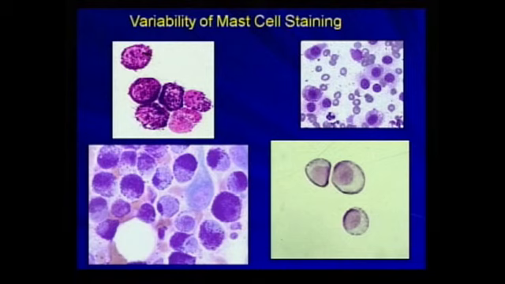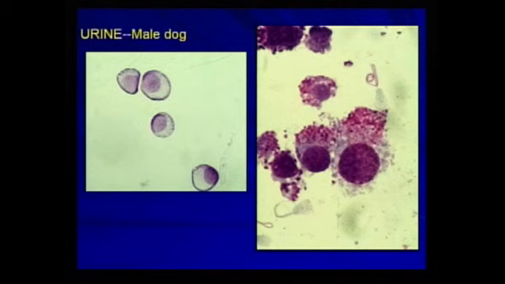Take a look at all of these. This is sort of the variability of mast cell staining. Some stain very well, some stain, as we see, very poorly. But the reason that this stained very poorly was that these mast cells were in the urine sediment of a dog. And the fact that they stained at all was basically the result of using Wright stain on that.